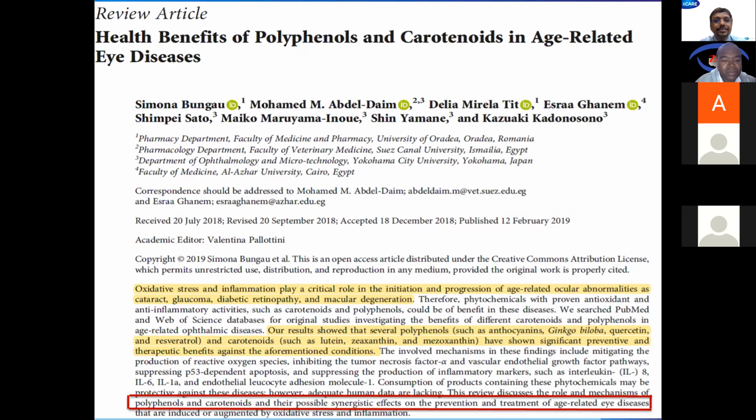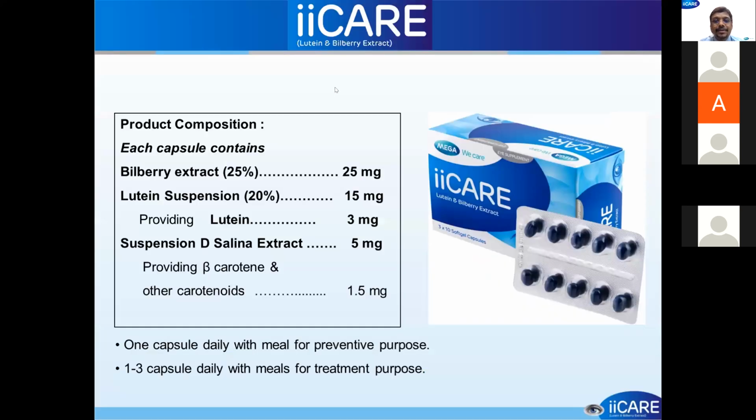So we are introducing this product Eye Care in Zambia, and this will be made available very shortly. The composition is bilberry extract 25 milligram, lutein suspension 15 milligram, and suspension of Dunaliella salina extract 5 milligram, which provides beta carotenoid. The dose is 1 capsule daily with meal for preventive purpose, and 1 to 3 capsules daily with meals for treatment purpose of these various eye conditions.